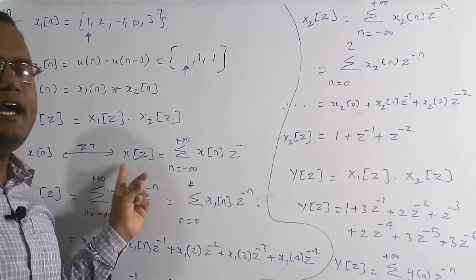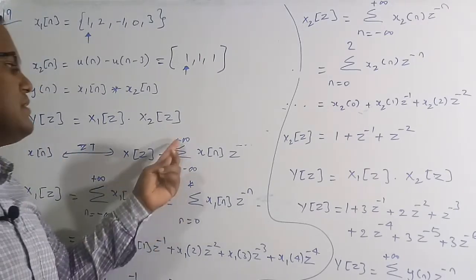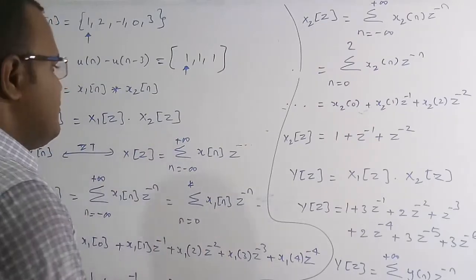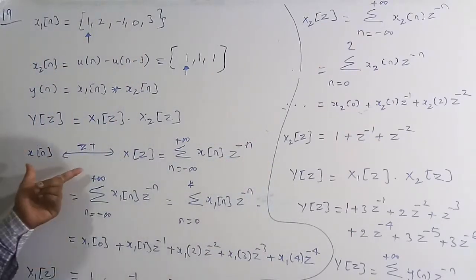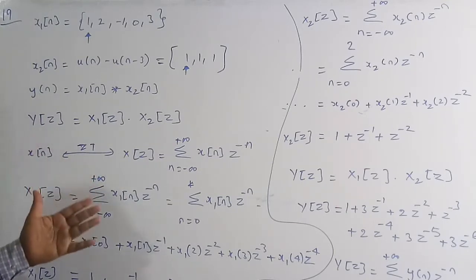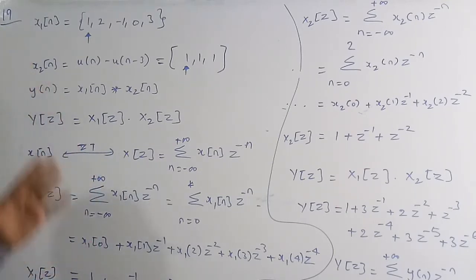So finally, what is the z transform for x of n? The basic formula is x of z is equal to sigma n is equal to minus infinity to plus infinity of x of n into z to the power of minus n. This is the basic formula. By using this formula, we have to convert x1 of n into x1 of z, and similarly x2 of n into x2 of z.